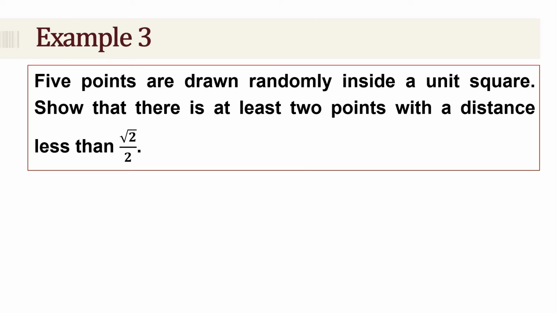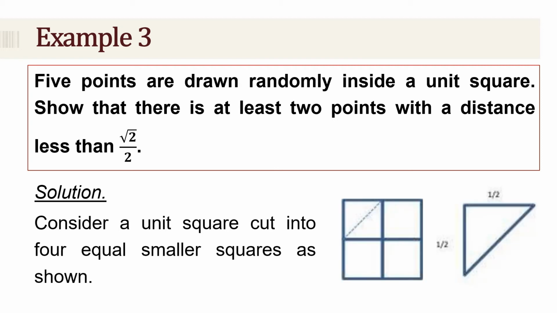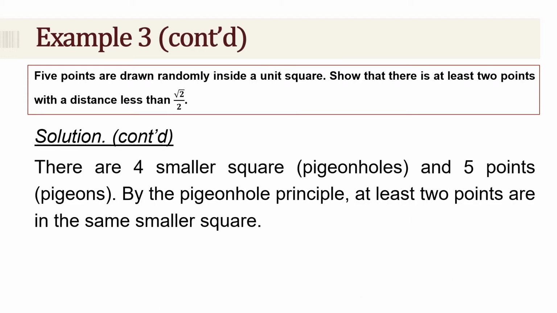Example number 3, 5 points are drawn randomly inside a unit square. Show that there are at least 2 points with a distance less than square root of 2 over 2. So to solve this, we consider a unit square cut into 4 equal smaller squares as shown. So ito yung unit square natin, hinati natin siya sa 4. So each side dyan is 1/2. Okay? So there are 4 smaller squares or pigeonholes and 5 points. Yun yung pigeons natin. So with the pigeonhole principle, at least 2 are in the same smaller square.